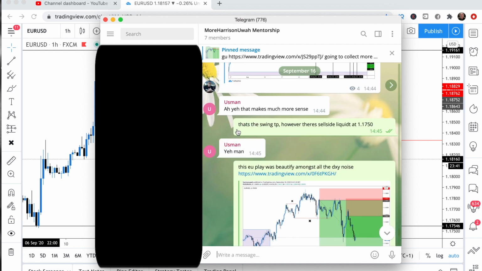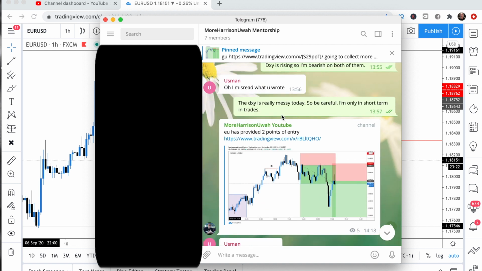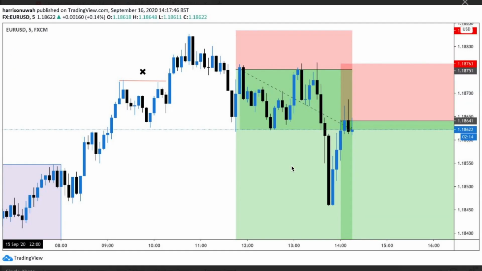So let's keep scrolling. Check this out. This is where it was called out for the team. EU has provided 2 points of entry. I'm just letting people know, look, they didn't generate liquidity, they didn't run it out. Then they consolidate for a little bit. There are people trying to buy, but smart money is selling whilst people are trying to buy. Do you understand? Then price breaks down here, creates a form of equal lows, and then they push price back up.